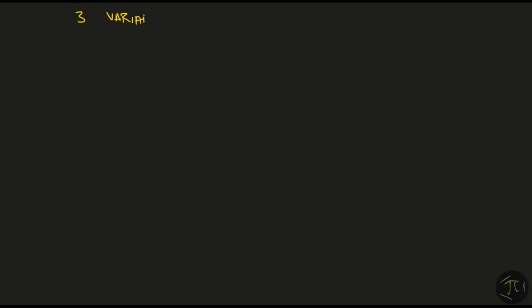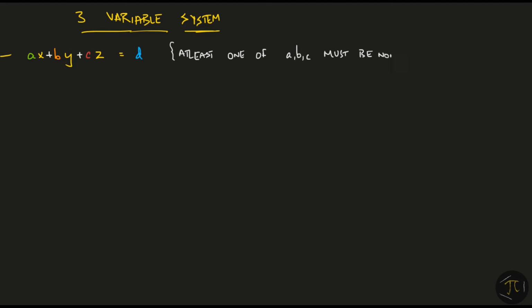In this video, we are going to talk about three variable systems. A single linear equation in three variables must have at least one of the coefficients, that is one of a, b or c, as a non-zero number. The row picture of the single equation is a plane in R3.